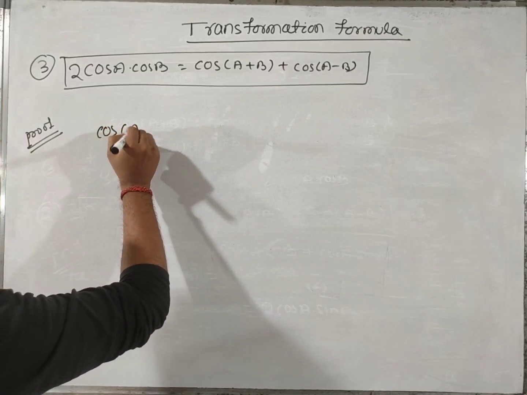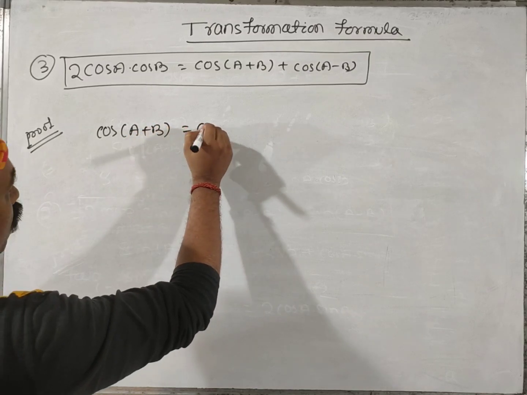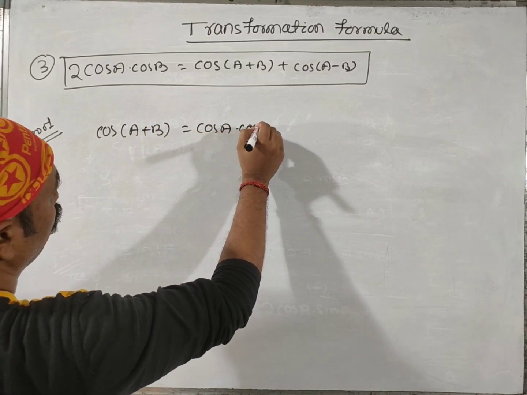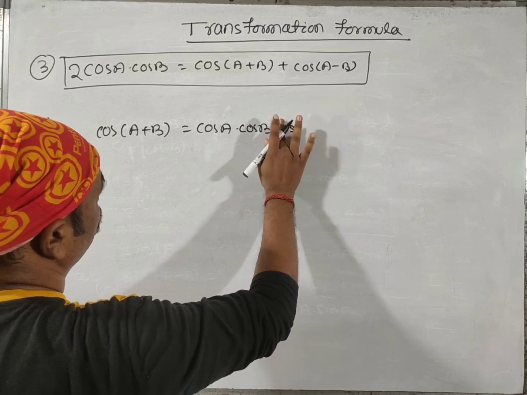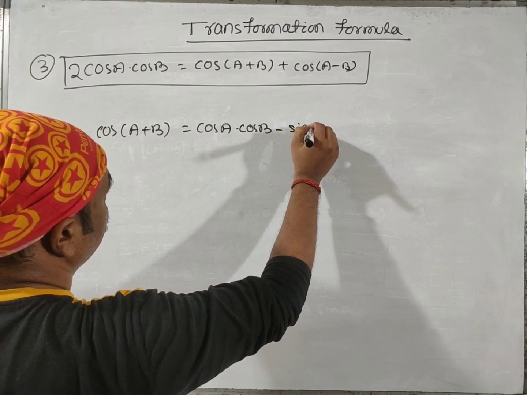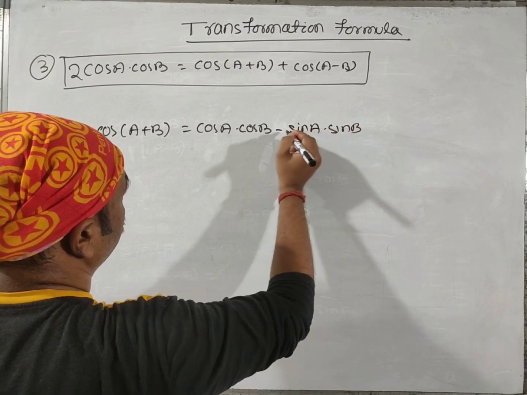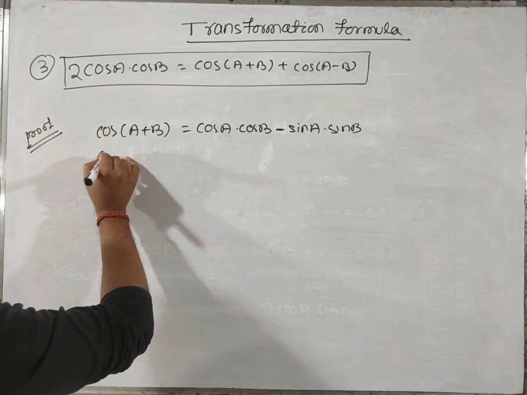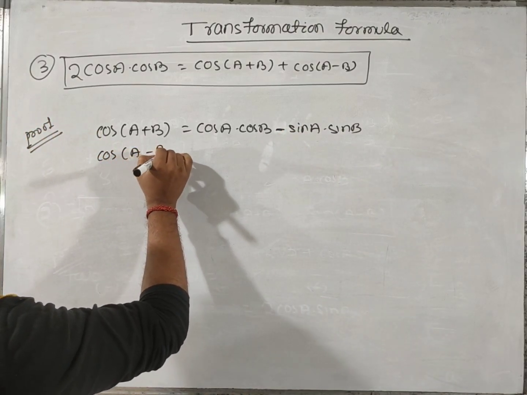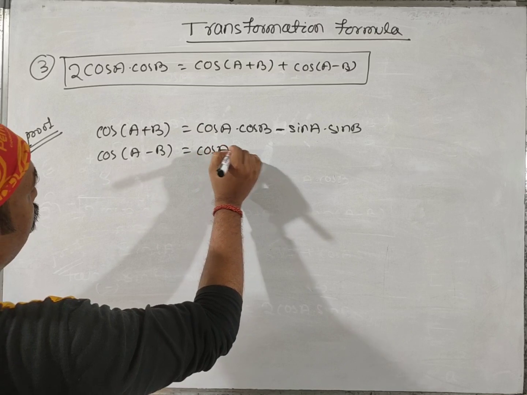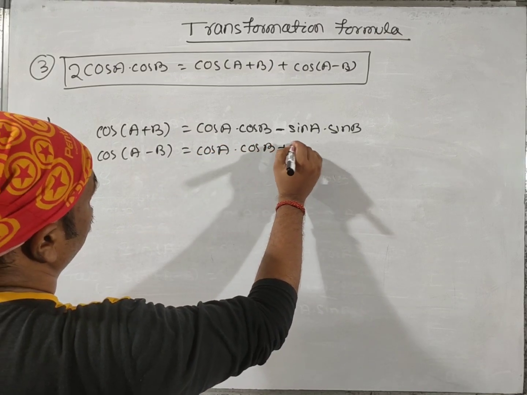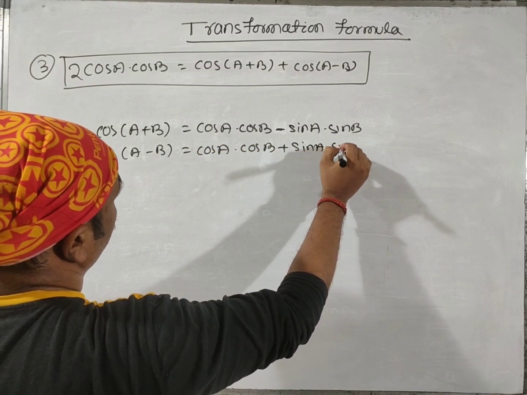So cos(A+B) is cos A cos B - sin A sin B. Then cos(A-B) is cos A cos B + sin A sin B.